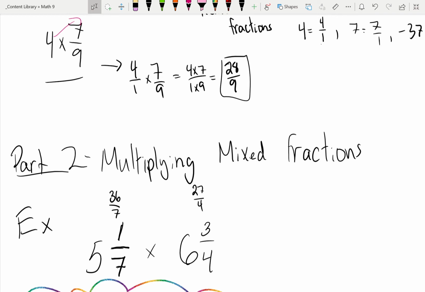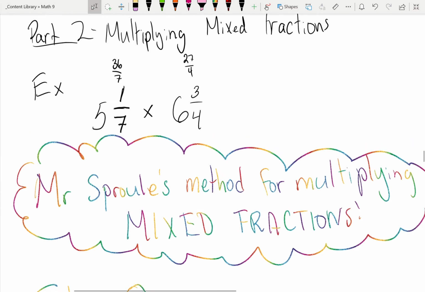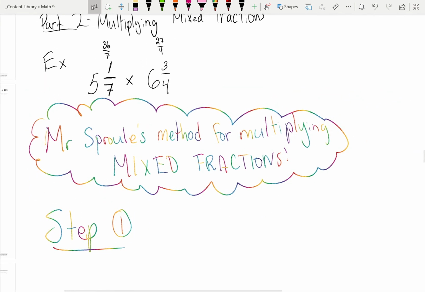So what happens if I have a multiplication of 2 mixed fractions? So I have a fancy way of solving these, and I call it Mr. Sproul's method for multiplying mixed fractions. So we're going to work through this example here. So step number 1, don't do it. Multiplying mixed fractions is guaranteed to run you into problems because of how they are set up.